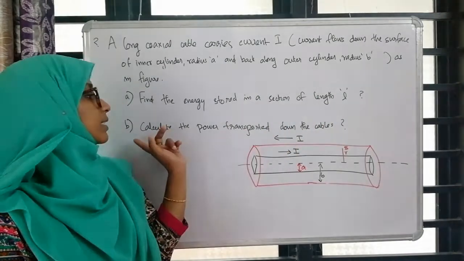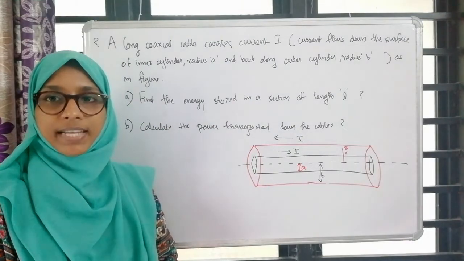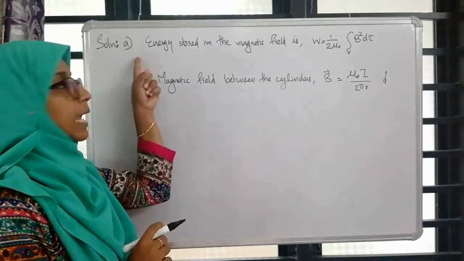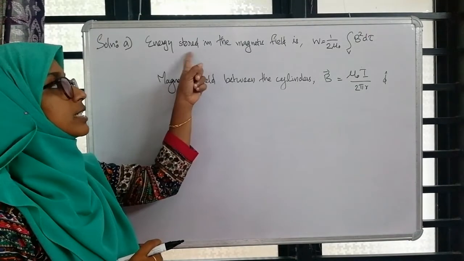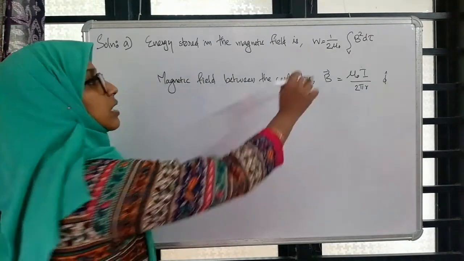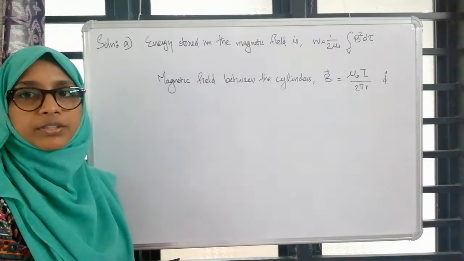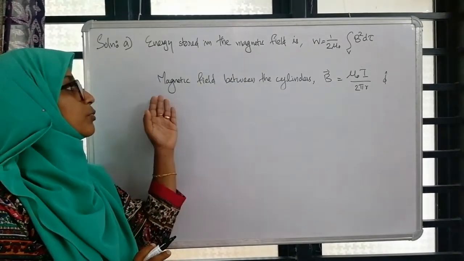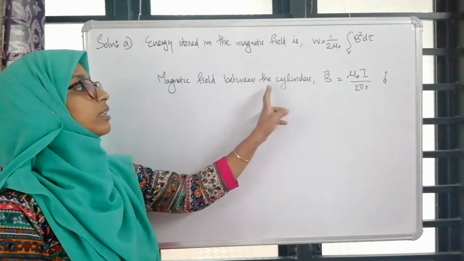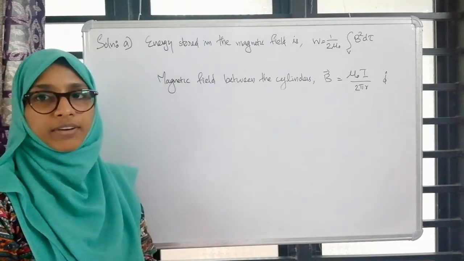The next one is, calculate the power transported down the cable. We can go through the solution. The solution for part a: consider the general equation for the energy stored in a magnetic field, that is W equals 1 by 2 mu 0 volume integral B squared d tau. From Electrodynamics 1 we have already derived the expression for the magnetic field between the two cylinders, that is mu 0 I by 2 pi r, in the unit vector phi direction.